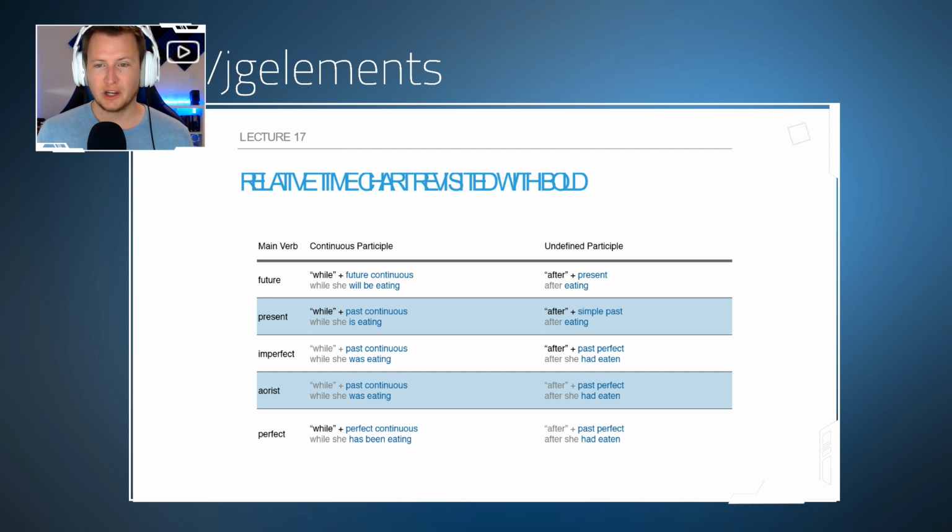As you can see, the undefined participle is fairly simple. Eating in the present, eating in the past, had eaten in the past perfect. But in the continuous, with the future, it's will be eating, present is eating, imperfect was eating, aorist was eating, perfect has been eating. Okay? This is a good chart to print out.